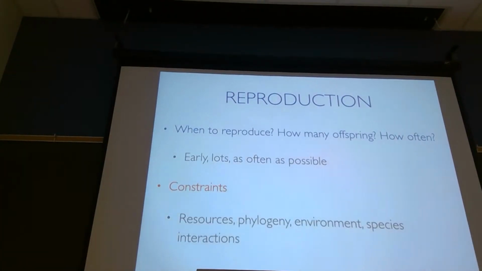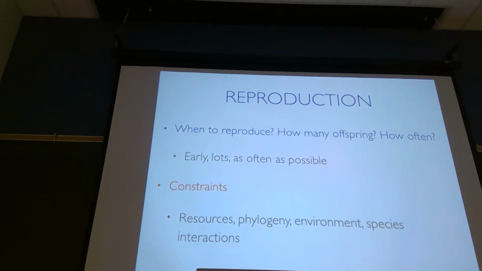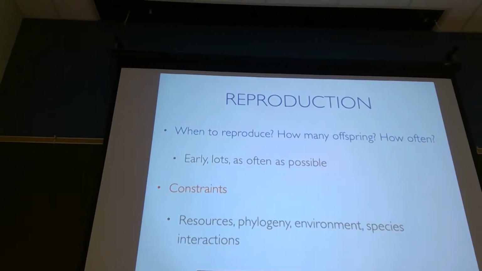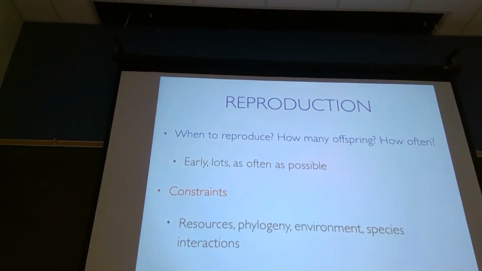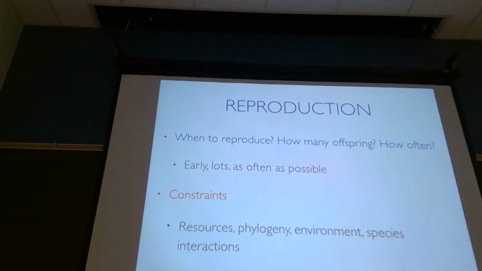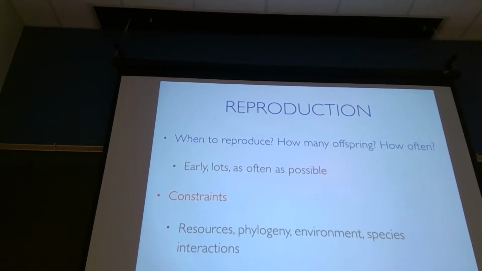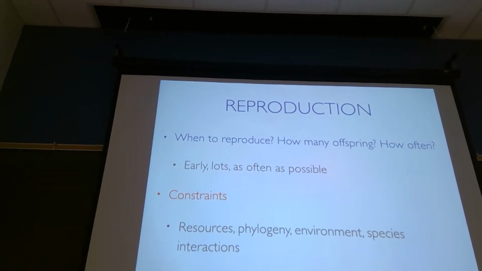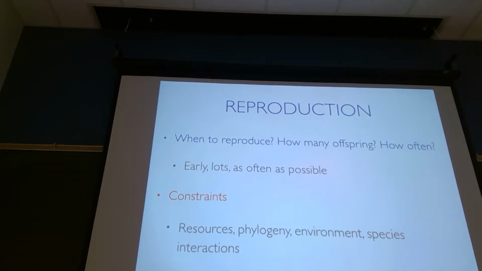So it all comes down to this idea of reproduction: when to reproduce, how many offspring to make each time, and how often you're going to reproduce. The basic answer is you want to start making babies as soon as you can. You want to make as many babies as you possibly can, and reproduce as frequently as you can. In a perfect world, that would be the winning strategy. But it's not a perfect world.